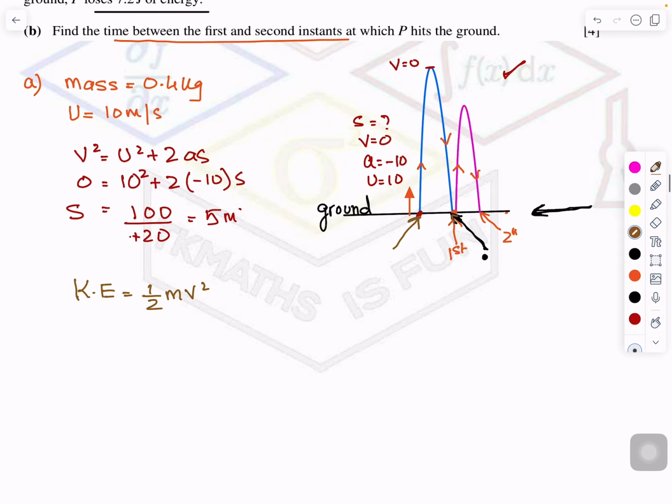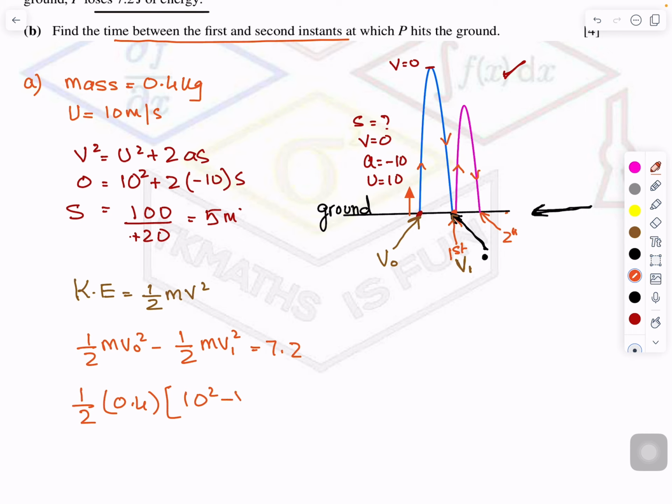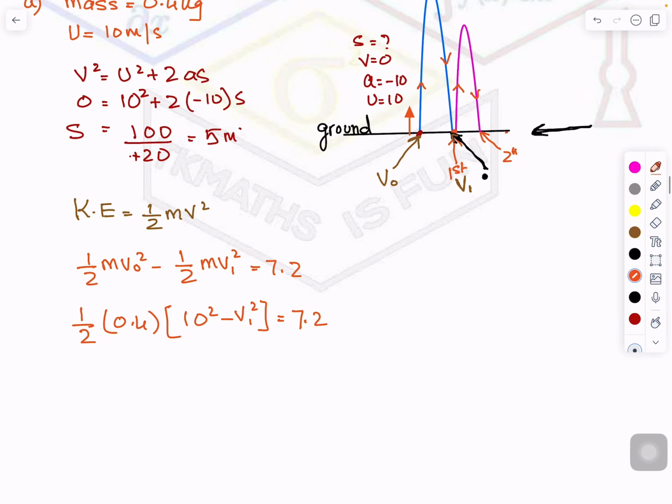So I will use the kinetic energy formula, which is half mv squared. And suppose when I started, I'm calling it V0, and at the first time when it hits the ground, it will be V1. Okay, so now I'm applying the kinetic energy formula here. So initial, which is V0, minus first hit velocity, which is V1, and the difference is 7.2. Okay, so half m is common, I'm taking it out as a common factor. So initial velocity is 10. First hit I have to find out, that I don't know. So now you pick up your calculator and solve it with me.